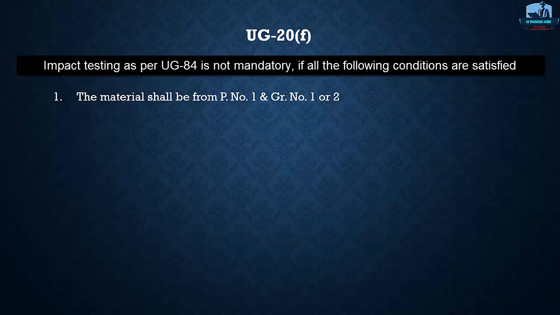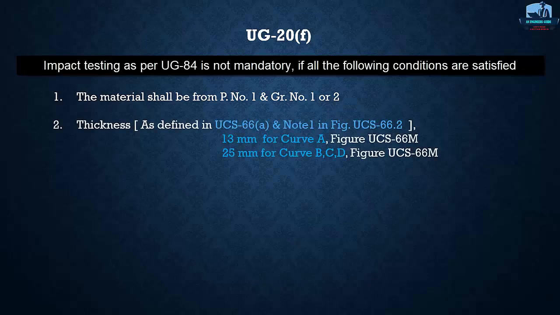Now let's see the second point. The thickness which is defined in UCS 66A and Note 1 in figure UCS 66 shall not be more than 13 mm for curve A of figure UCS 66M. For this you have to go to figure UCS 66M, and check in which curve your material falls. The thickness shall not be more than 25 mm for curves B, C, D of figure UCS 66M.